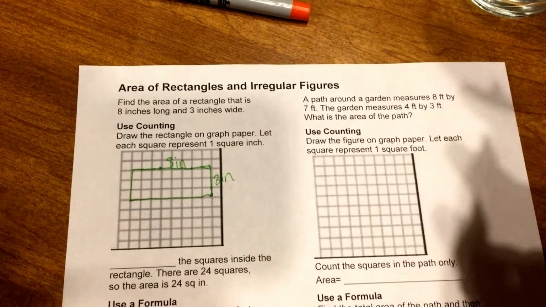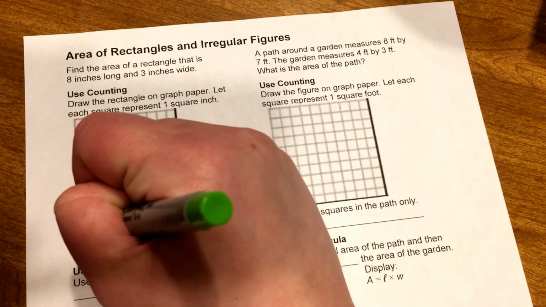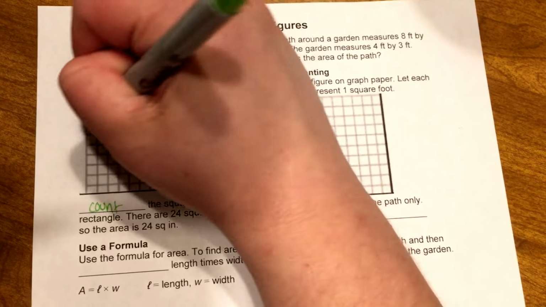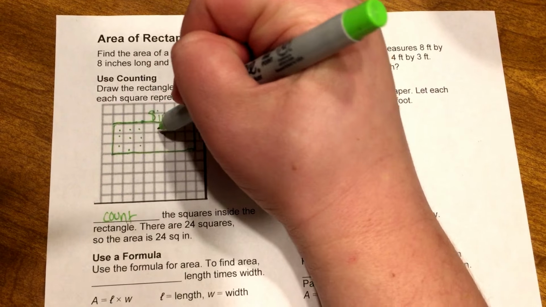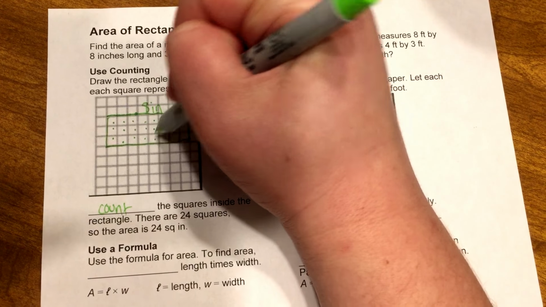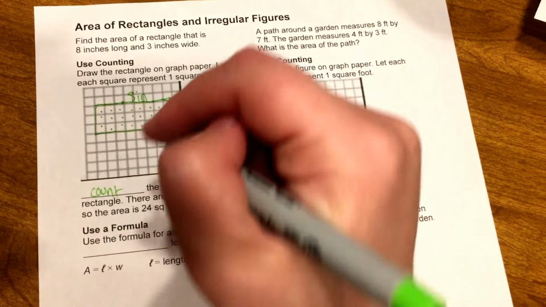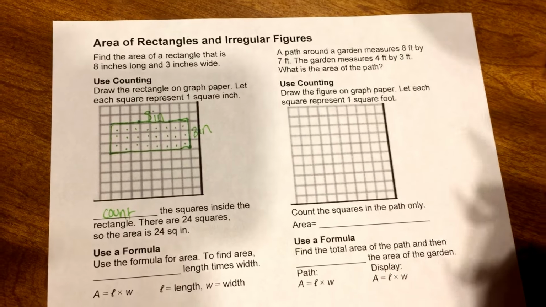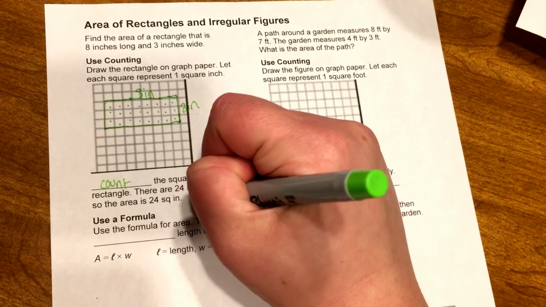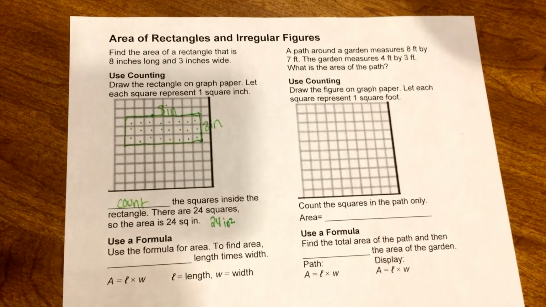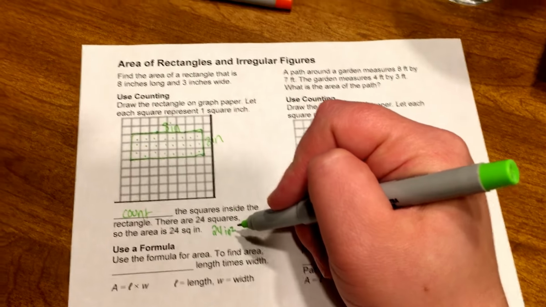All right, now that I have my 8 inches and my 3 inches, all I have to do is count the squares on the inside. 1, 2, 3, 4, 5, 6, 7, 8, 9, 10, 11, 12, 13, 14, 15, 16, 17, 18, 19, 20, 21, 22, 23, 24. So I know that the area here is going to be 24 squares or 24 square inches.